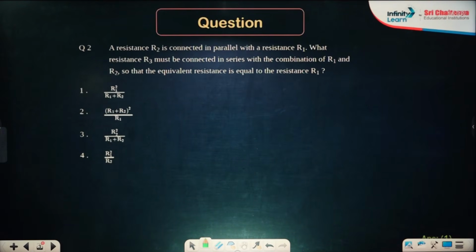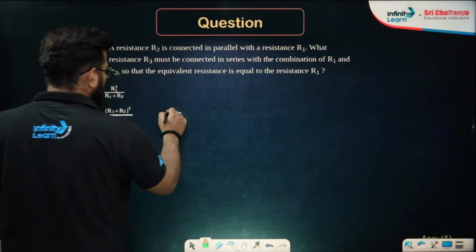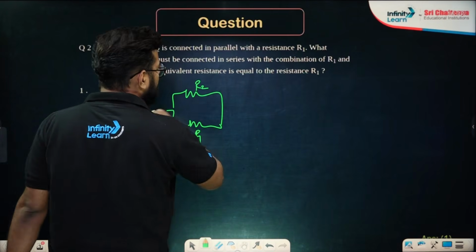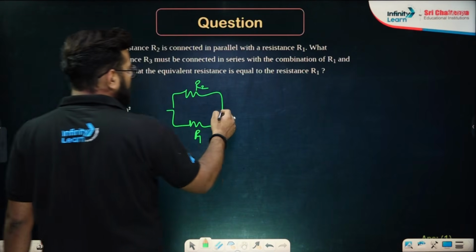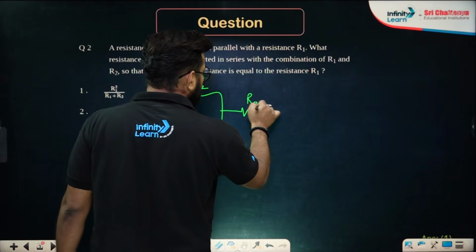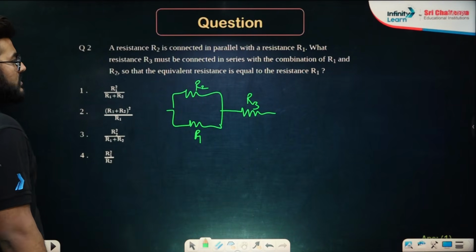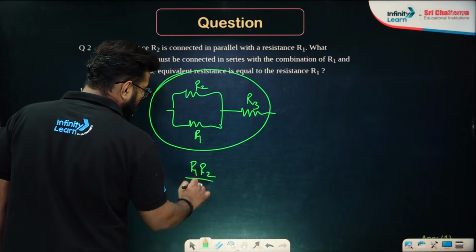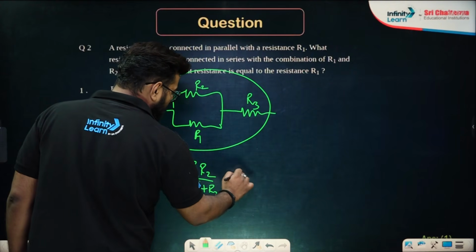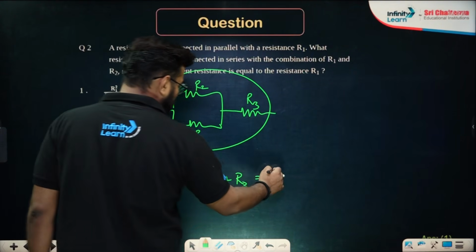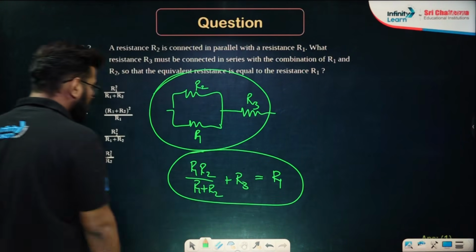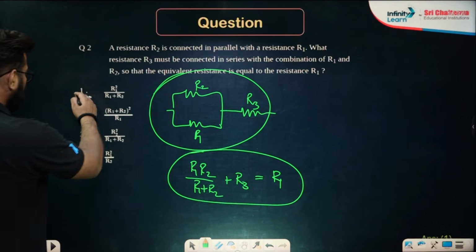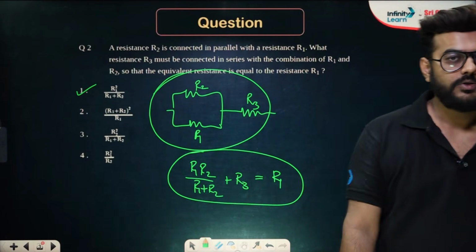Moving ahead, a resistor R2 is connected in parallel with a resistance R1. So here you have R1, here you have R2, and then a resistance R3 must be connected in series with the combination. So there is R3. The equivalent of the parallel pair is R1R2/(R1+R2), and then you add R3 to it. The equivalent resistance should be equal to R1. You solve it, you will get a quadratic equation, so you can find the value of R1 in terms of R2 and R3. Option number 1 will be matching over here. I hope this question is making sense.